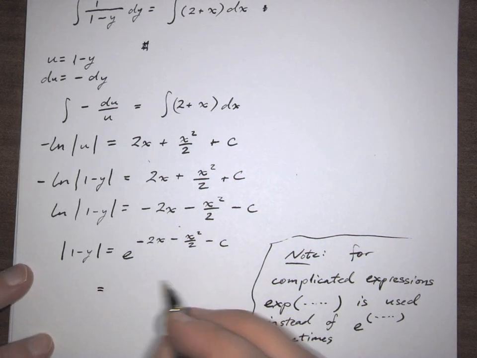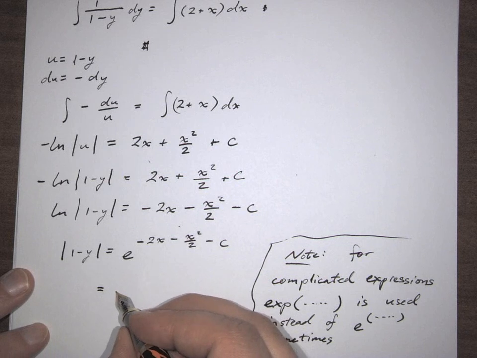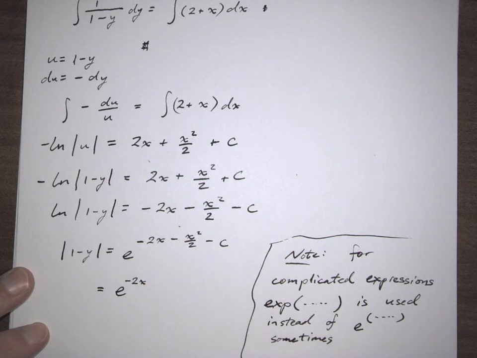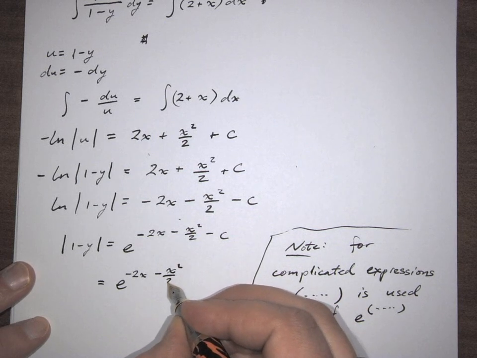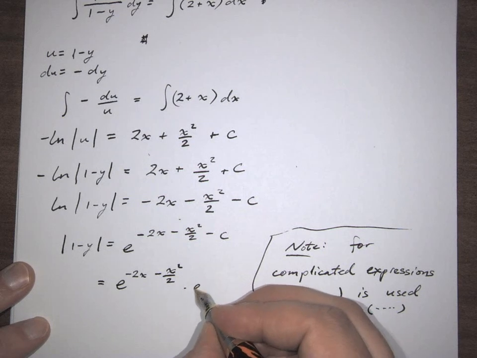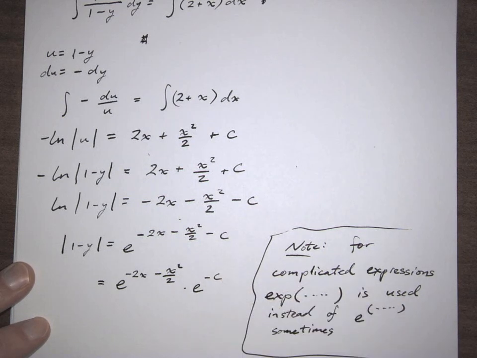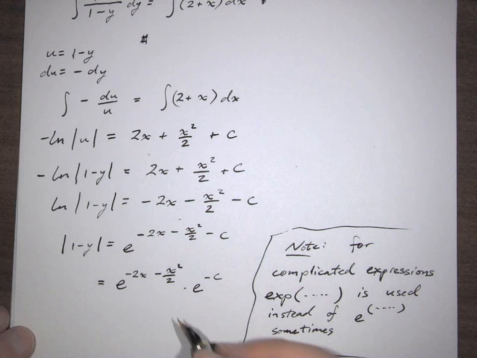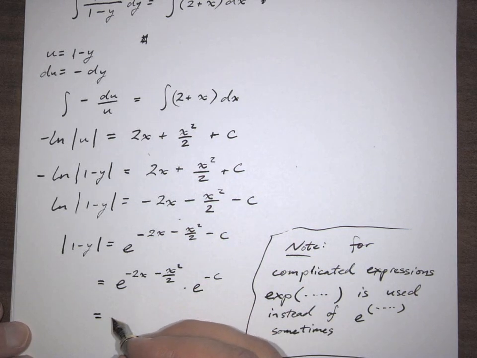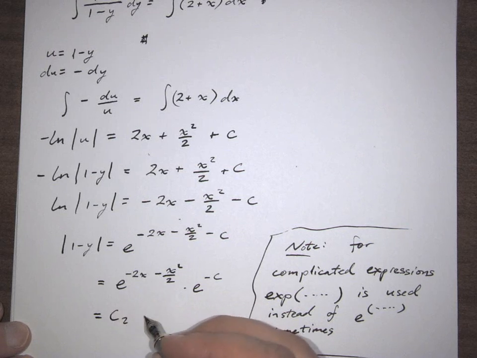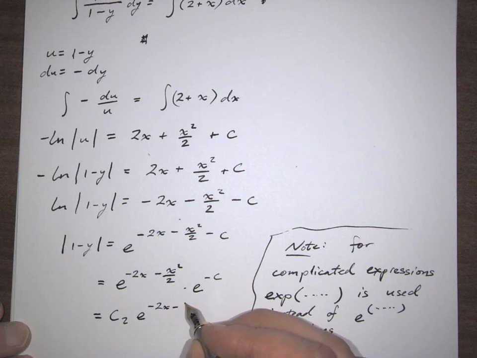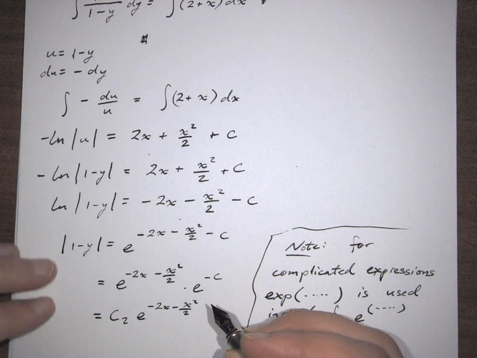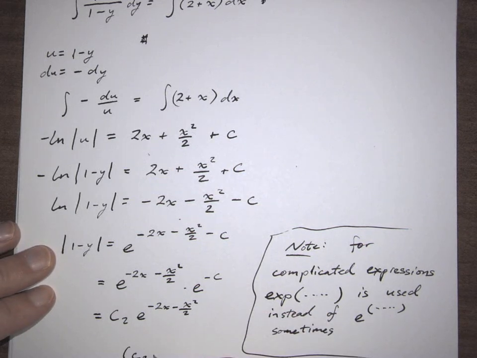Okay, but over here we've got a very similar expression to what we had before, so it's going to be e to the negative 2x minus x squared over 2, times e to the negative c. And so now I'm going to just go ahead and rewrite that again as just c2 e to the negative 2x minus x squared over 2, where c2 is equal to e to the negative c.